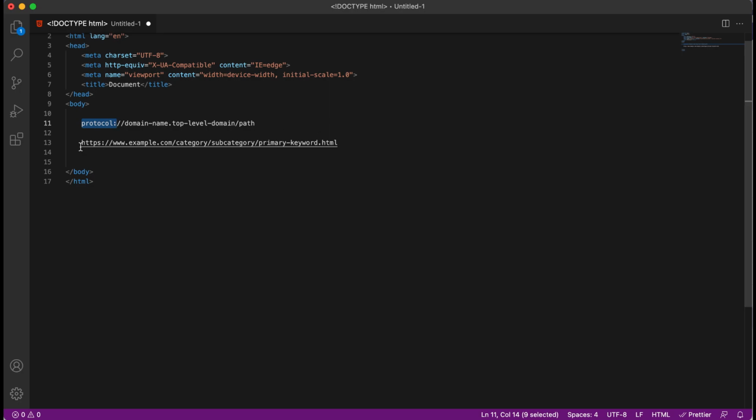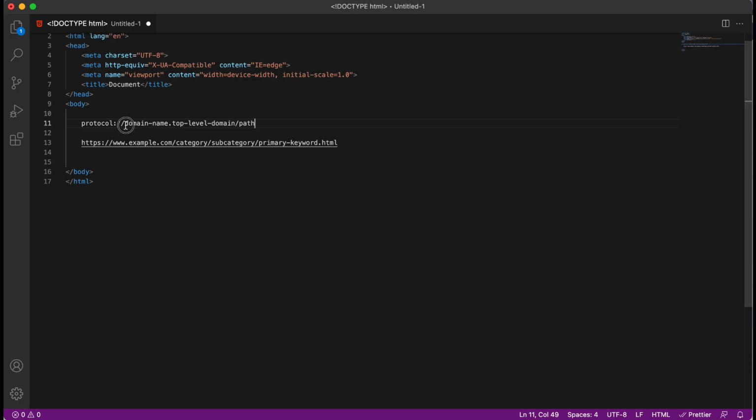And as you can see below, we've got HTTPS. So that stands for Hypertext Transfer Protocol, and the S is for secure. Okay, so Hypertext Transfer Protocol is a protocol for transferring data across the internet.